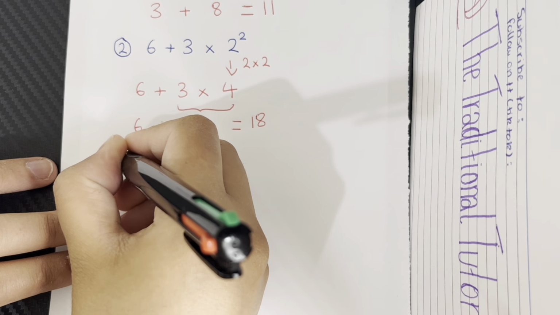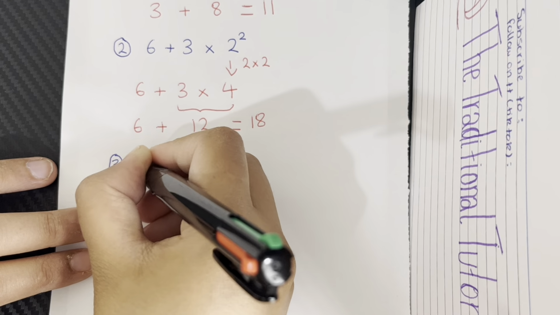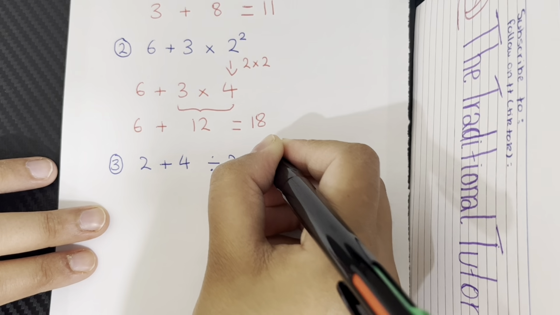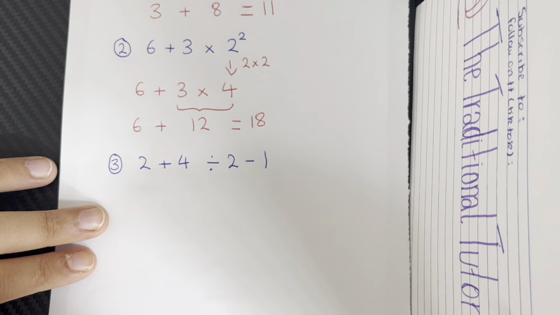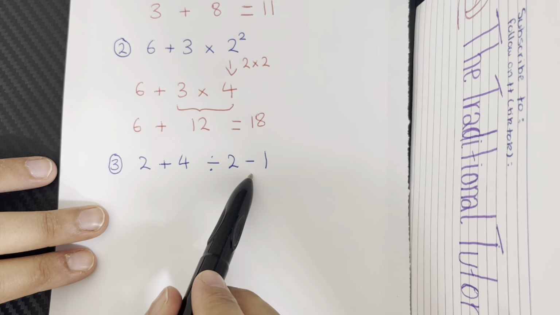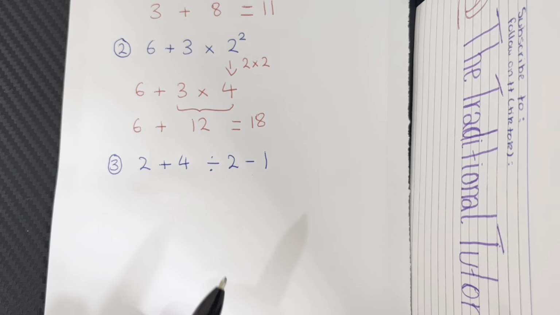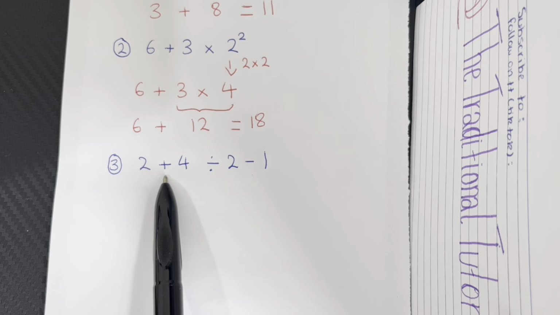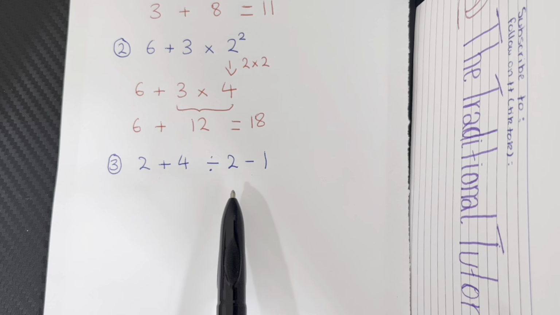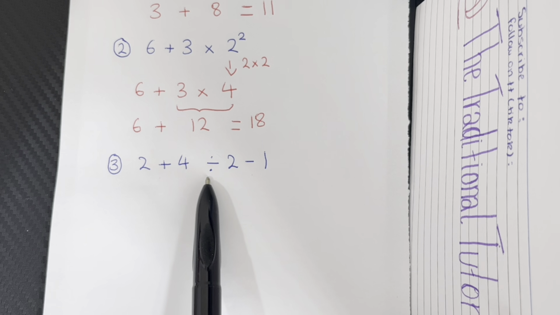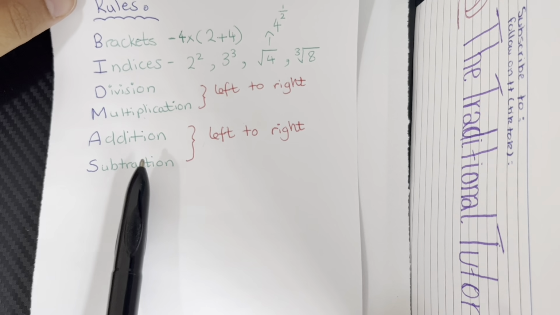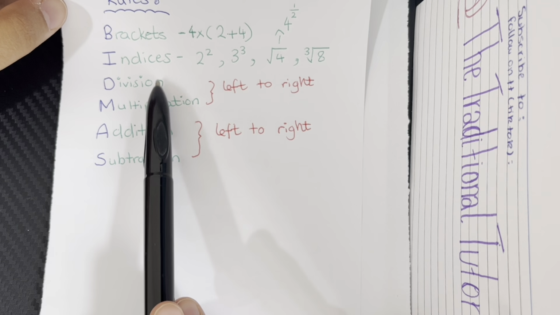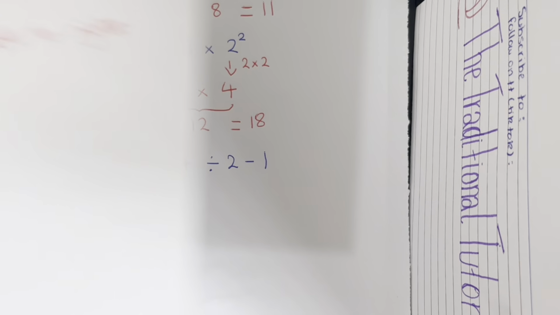Example 3, we've got 2 plus 4 divided by 2 minus 1, okay? Now we've got addition, division, and subtraction in the question. So this is where you need to think about the rule of left to right, because we've got addition and subtraction in the same question. And we've also, of course, got division. So if we go back to our BIDMAS, we know that division comes before any of addition or subtraction. So I need to solve that first before I think about my addition and subtraction.